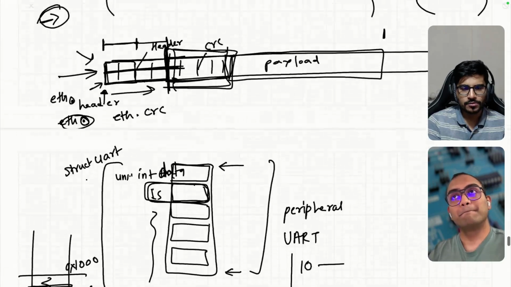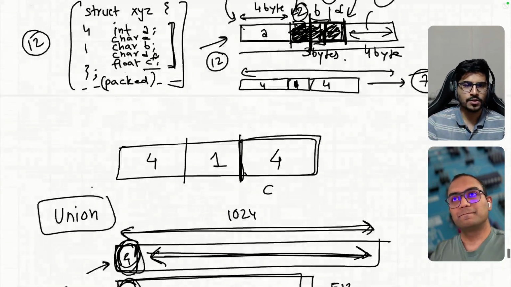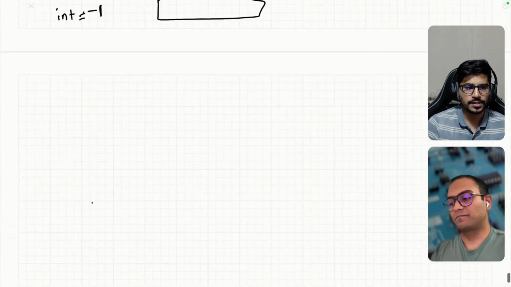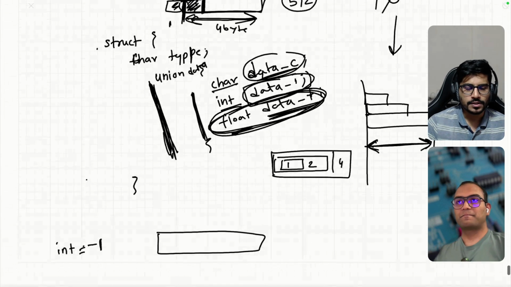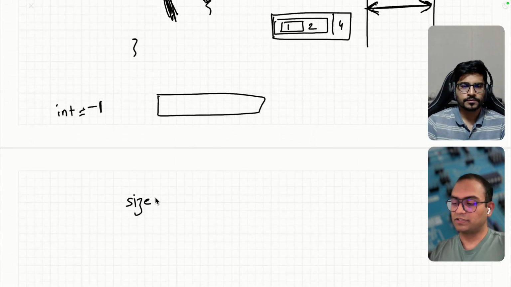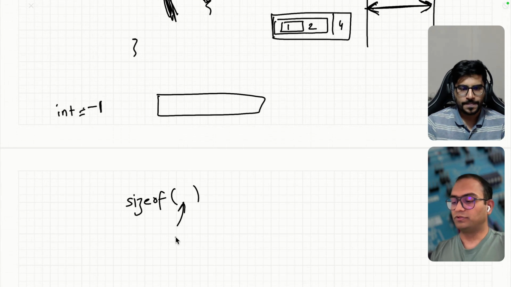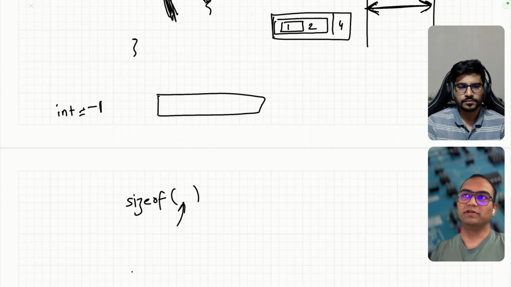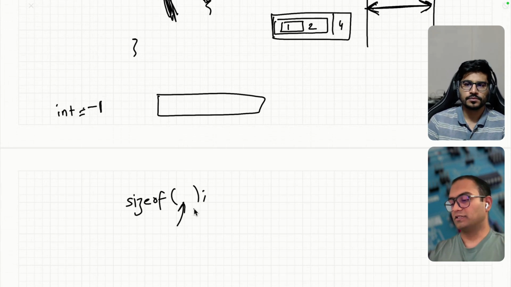Piyush, I think we should also mention that if you want to find the size of your structures and unions, the sizeof operator works perfectly. Just use the sizeof operator, put your struct or union right there, and do a printf on it, and the size will pop out.